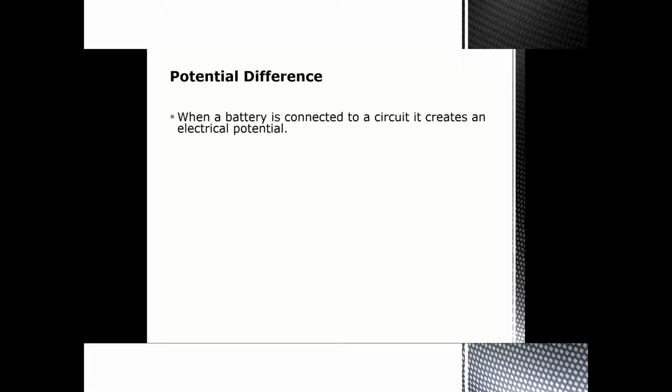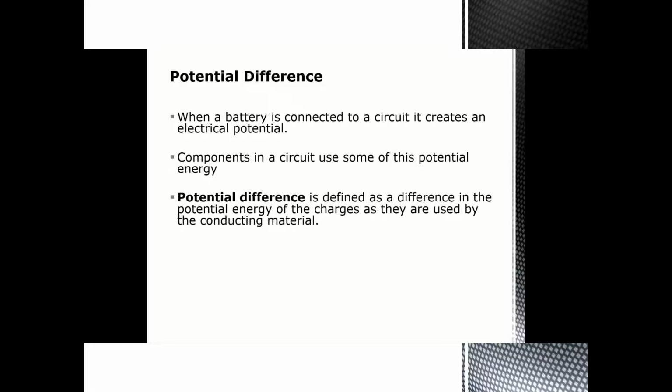So potential difference. When a battery is connected to a circuit, it creates an electrical potential. Components in a circuit use some of this potential energy. The potential difference is defined as the difference in the potential energy of the charges as they are used by the conducting material. This is easily described using a diagram.